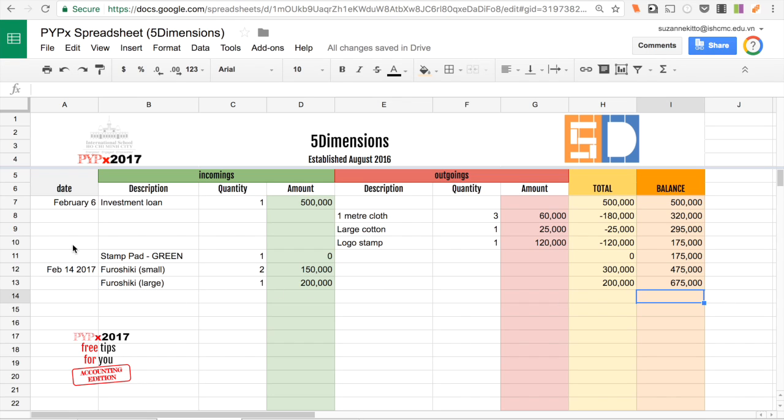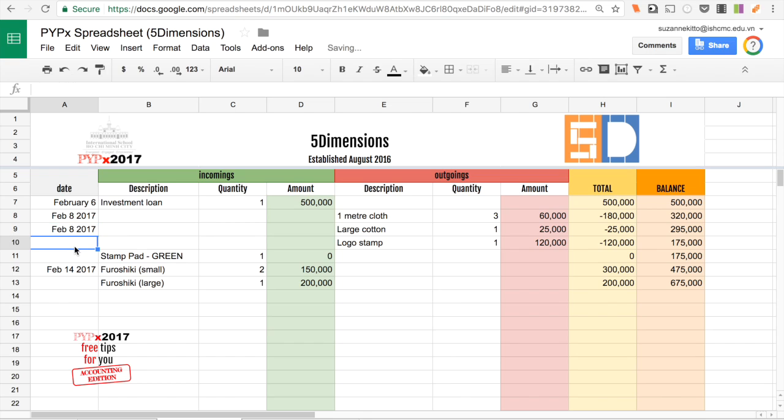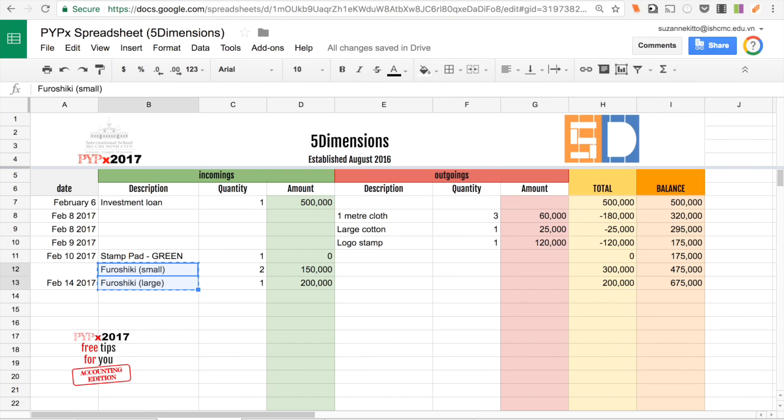What I have forgotten to do is to fix up my dates here. So I bought this on the 8th. I also bought this other one on the 8th, so I'll just copy that down. This one I bought on the 9th, and my parents gave this to me on the 10th. This is the same customer, so I can just highlight both of those cells and click this one up here for merge cells and just keep that one together to help me recognize that that was one customer.